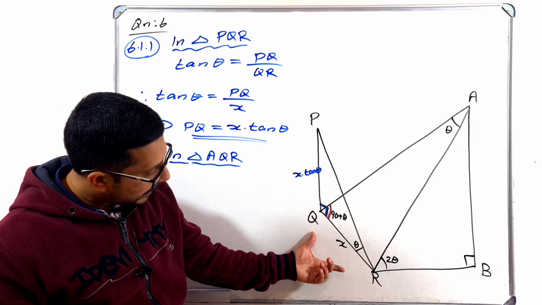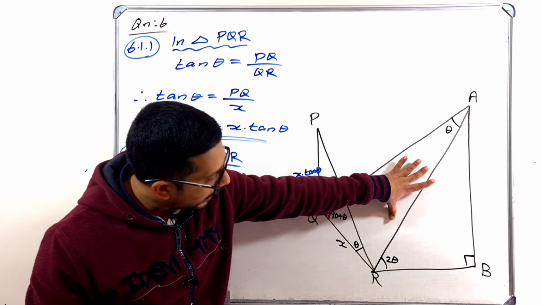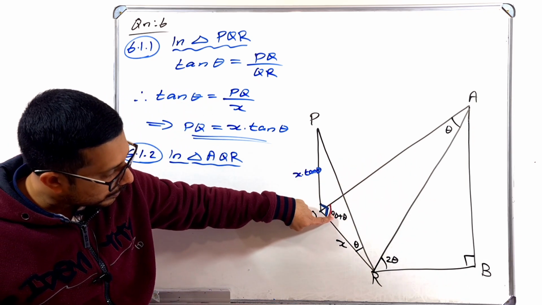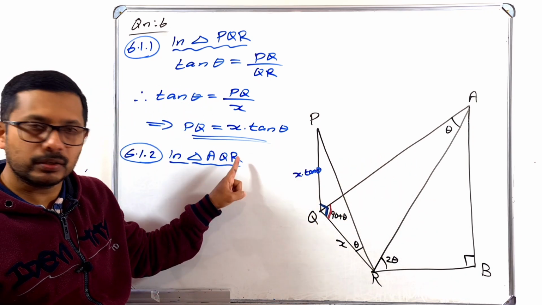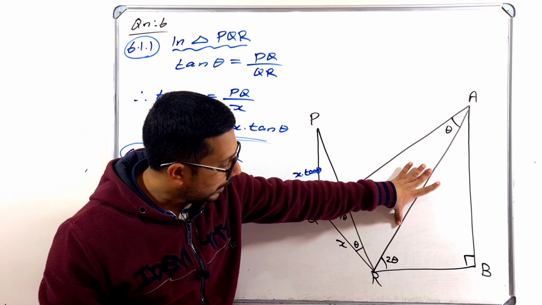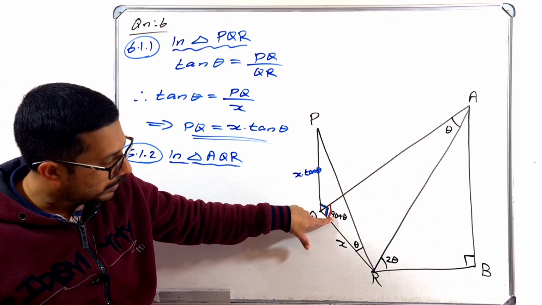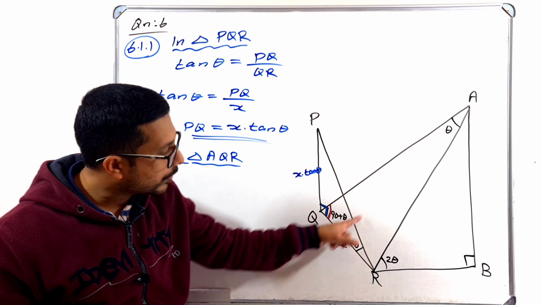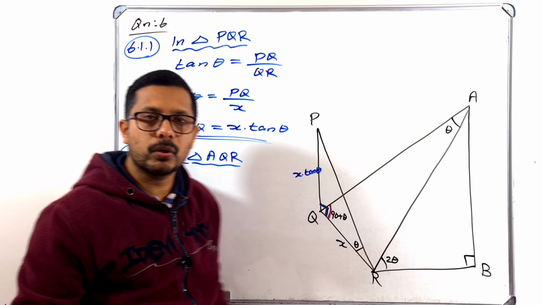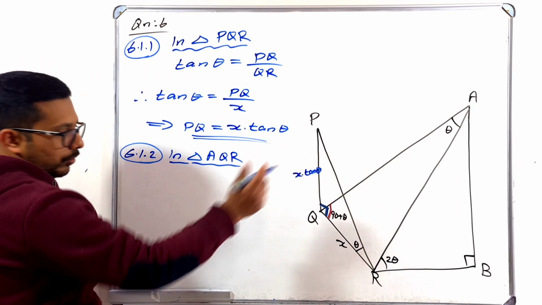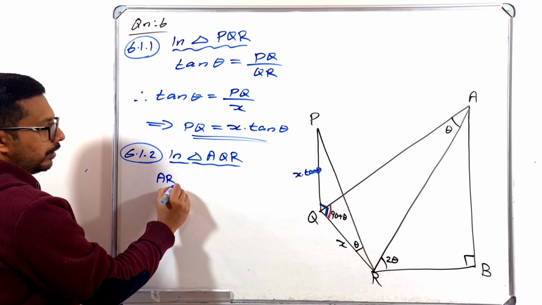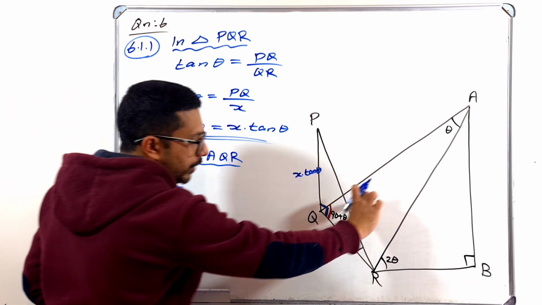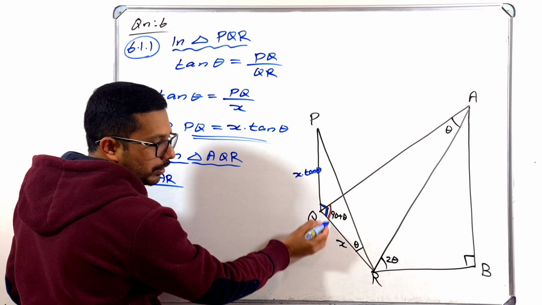Look at this one here. We have to find AR, am I right? And do we know the opposite angle? Yes, 90 plus theta in AQR. The opposite angle of x we know is theta. So how can we apply sine rule? Opposite side, that is AR, divided by sine of the opposite angle of AR, 90 plus theta.